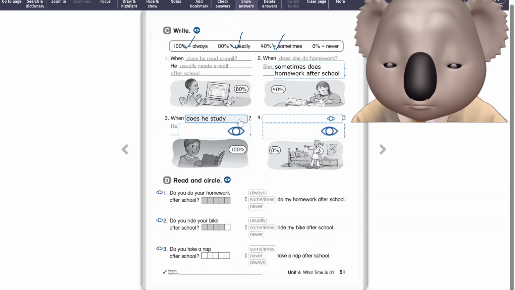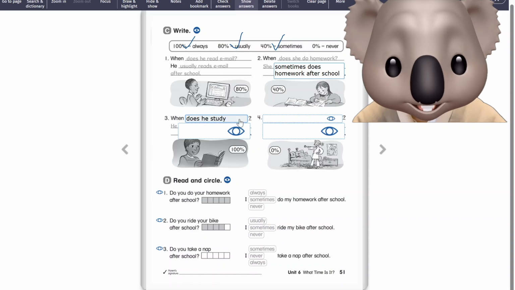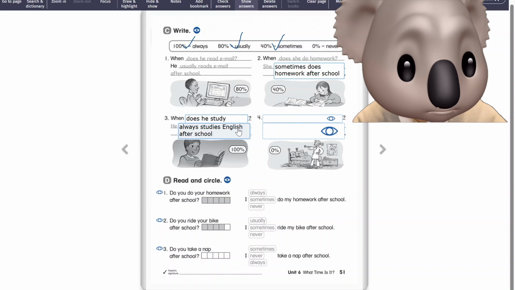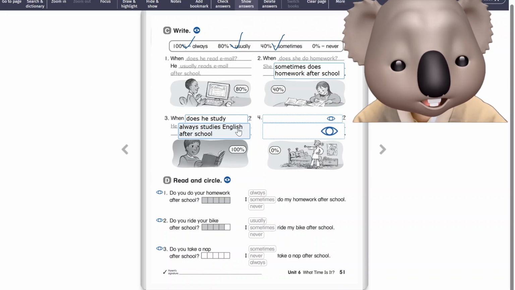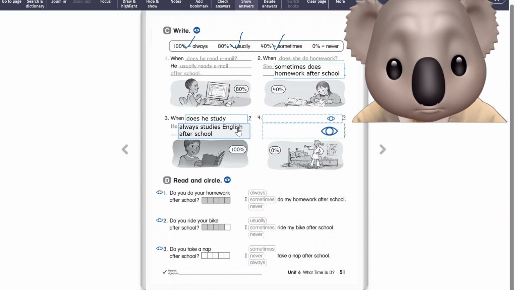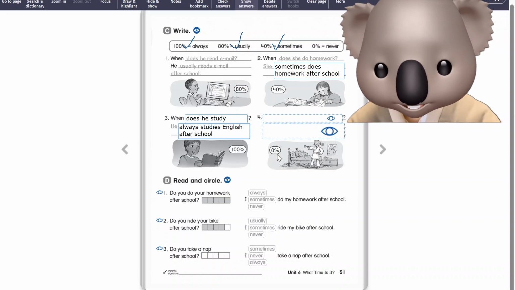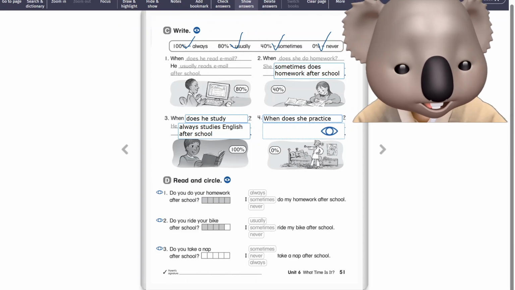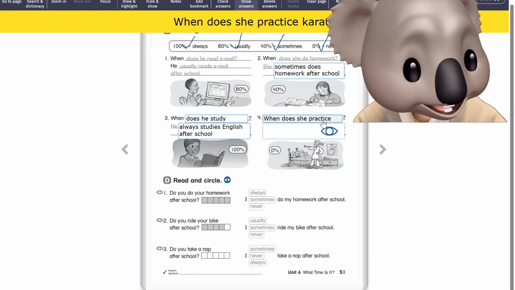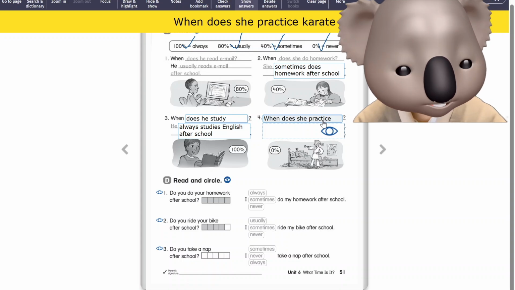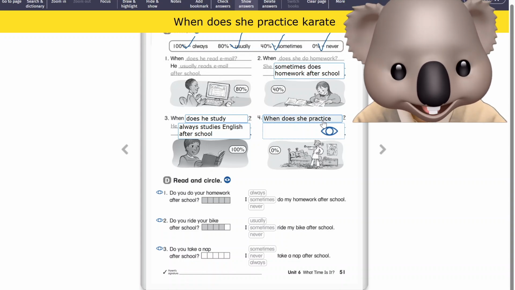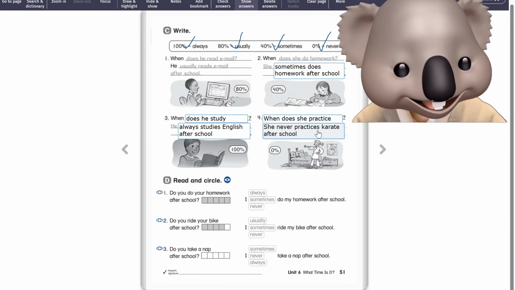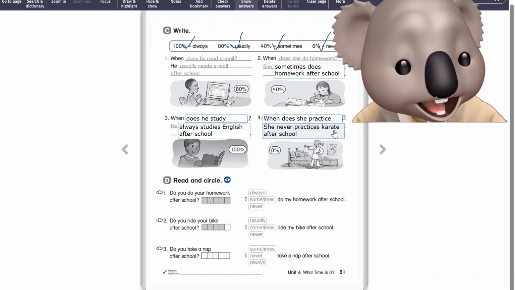Be careful. Y로 끝나니까 Y를 IES로 바꿔야 돼요. He always studies English after school. Number 4, 0%. So we'll say never. Our question is, when does she practice karate? 0%. Never. So, she never practices karate after school.